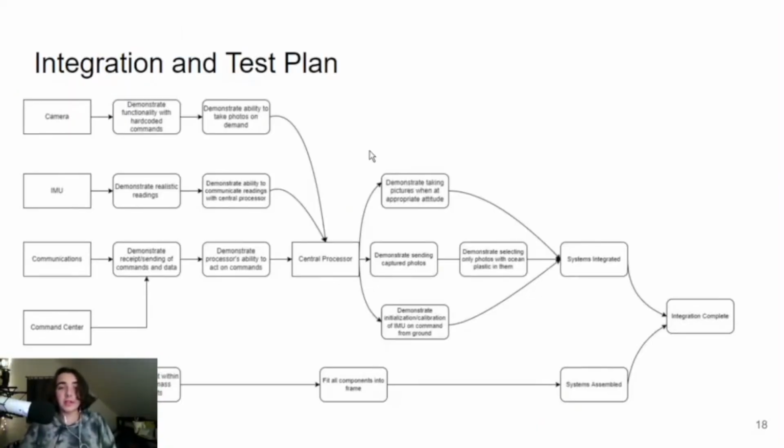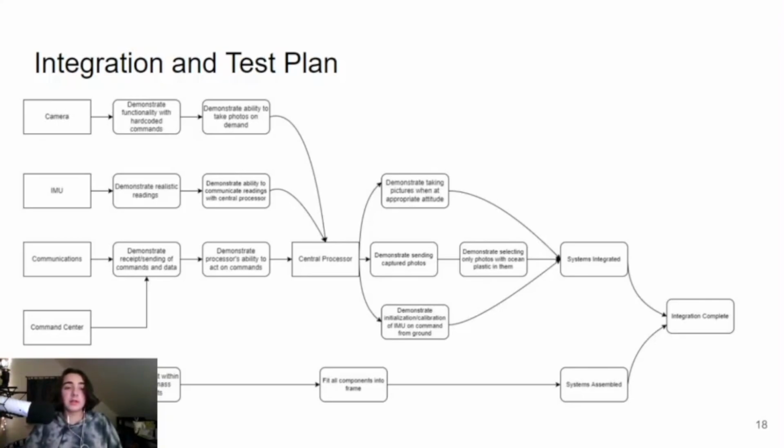Hello, I'm Sage Santamena again, and I'm going to be talking about our team's integration and test plan. So the first thing our team did was identify our 6 core components. That's the camera, the IMU, the communication software and hardware, the command center, the actual physical structure, and the central processor. And so starting with the camera, in order to demonstrate its functionality and then work towards its integration, we'd first demonstrate that with hard-coded commands, such as telling the camera that it has received a command to take a picture, it will actually take that picture.